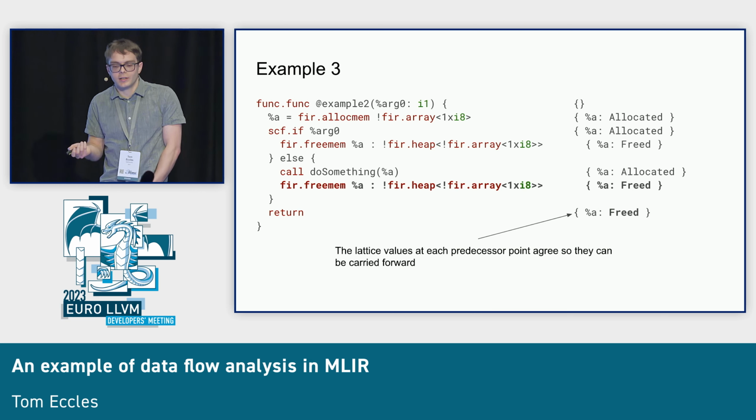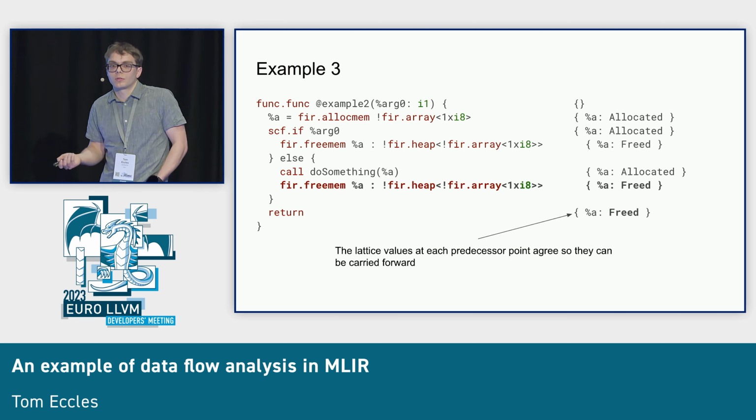Now, you might wonder, can we really just ignore what if do something does something else that could cause problems? Well, if it frees the pointer and then we free it again, that's already broken. So we don't have to worry about that case. And if it allocates again, it's an SSA value, so we can't overwrite it with a different value. So in the end, we can ignore the subroutine call.